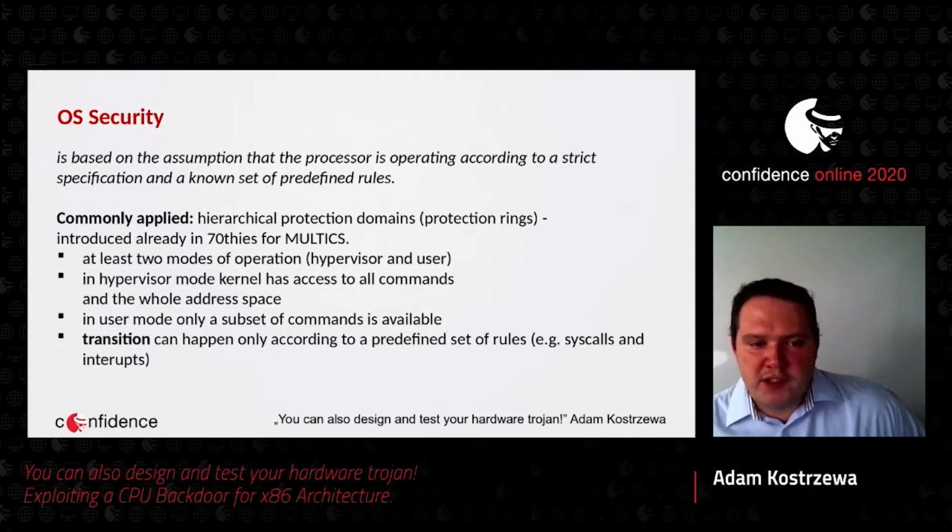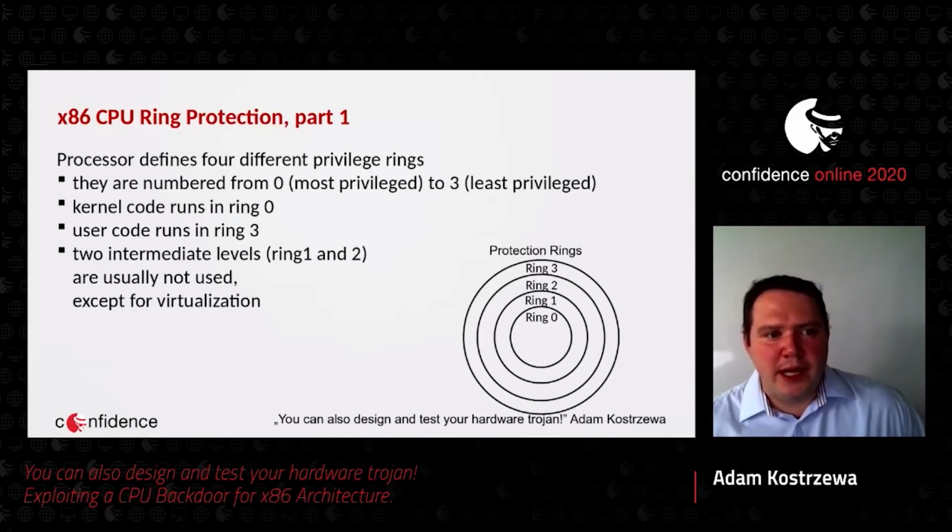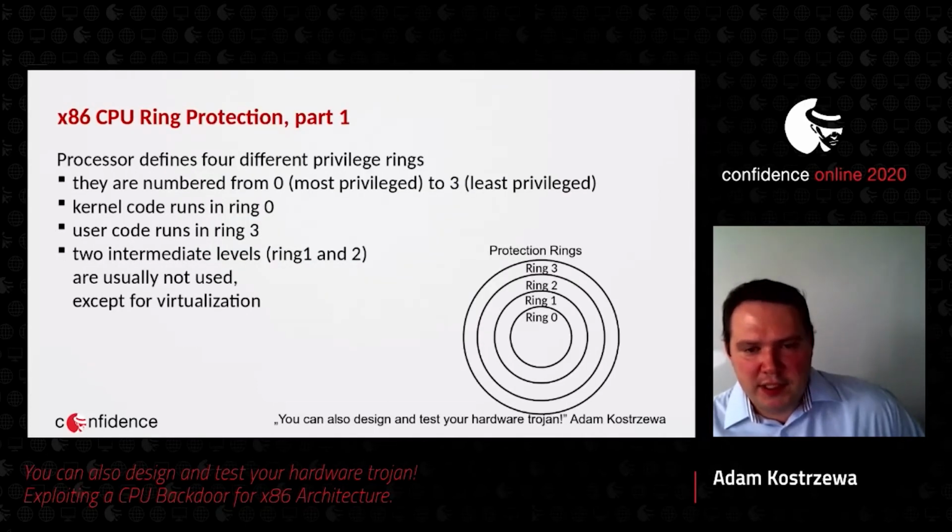According to this, your processor, independently of whether you are root user or regular user, independently of your privileges, runs at least two modes of operation, hypervisor and user. In hypervisor mode, the kernel of your operating system has access to all commands and the whole address space. In user mode, only a subset of commands is available, and transition can happen only according to a predefined set of rules.